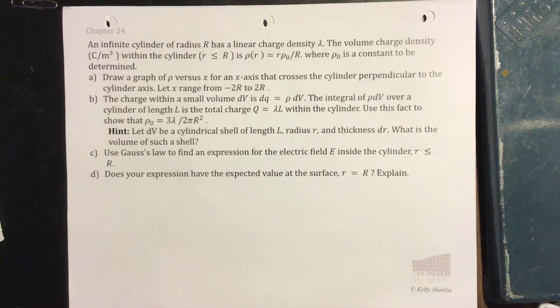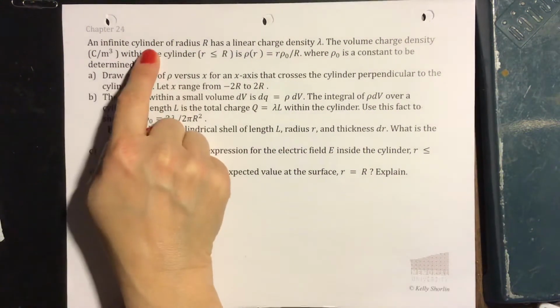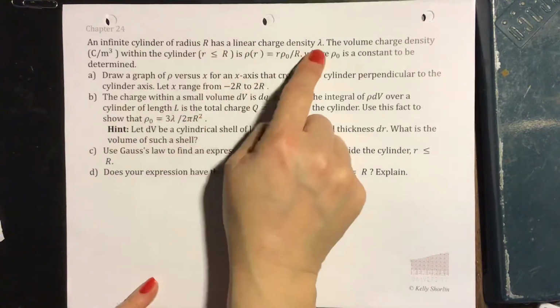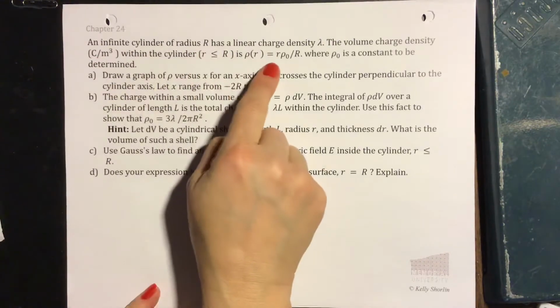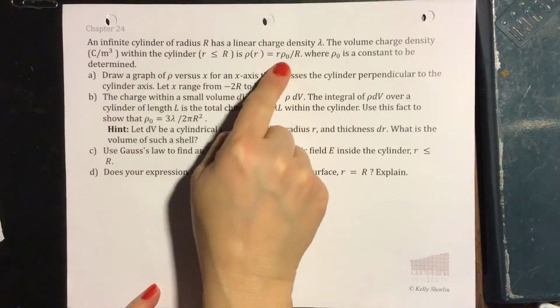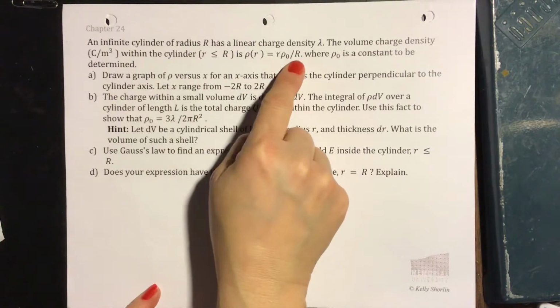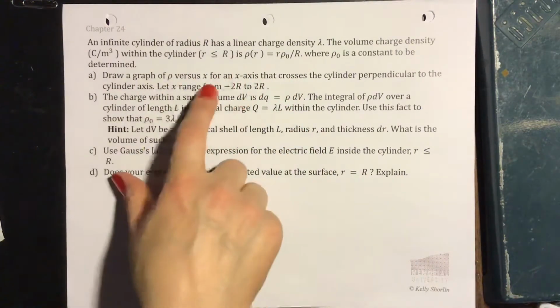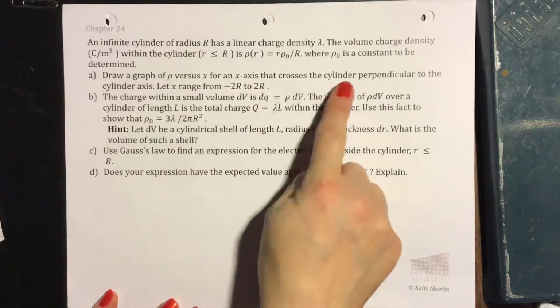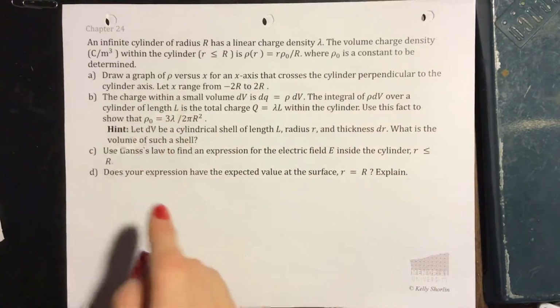Infinite cylinder, so that means infinitely long, with radius r and a linear charge density, so charge over length, lambda. The volume charge density rho is the position you're at times some constant divided by the radius of the cylinder. For part A, we want to draw a graph of density as a function of x, where the x-axis crosses the cylinder perpendicular to the cylinder axis.